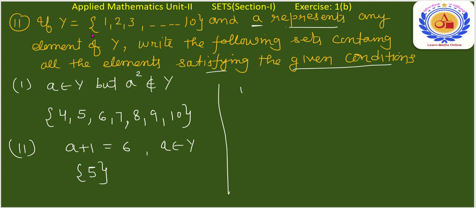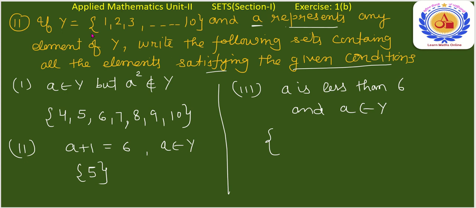In the third part, A is less than 6 and A belongs to y. So what will be the set? A should be less than 6 and A belongs to y. So 1, 2, 3, 4 and 5. It will be the required set.